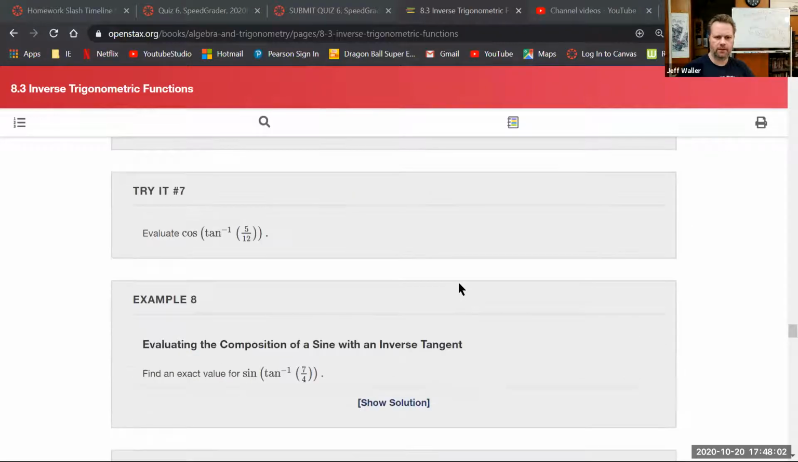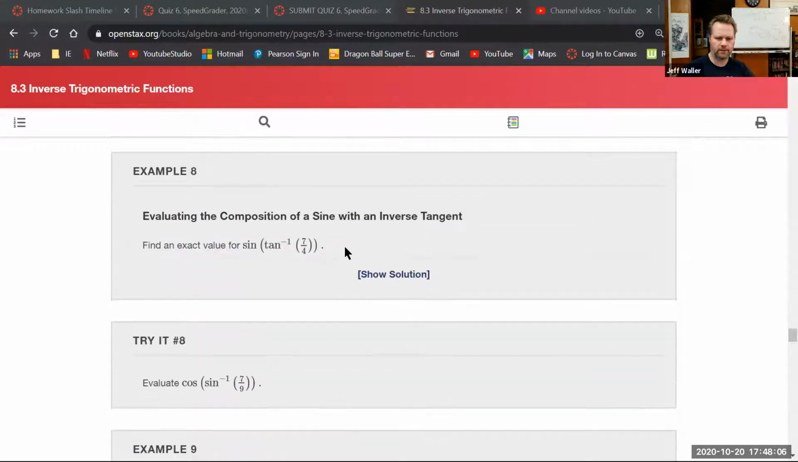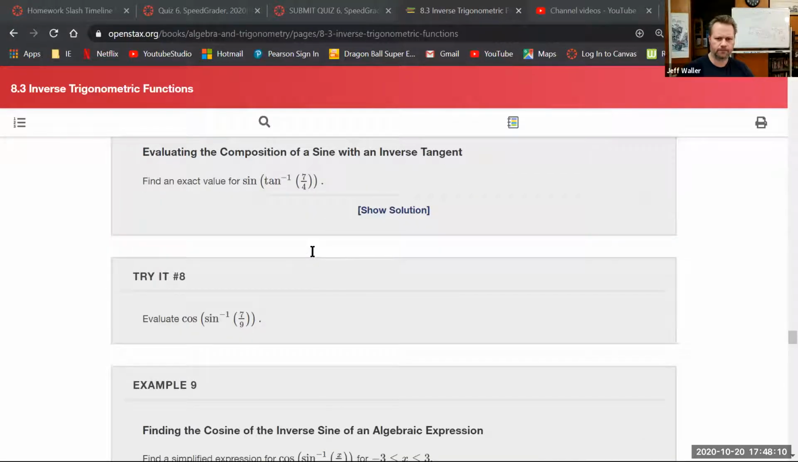Bob, did we do this? I think we did. I can't remember what parts of these we did. Did we do this one? I don't think so. Who remembers how to do this problem? Anybody?